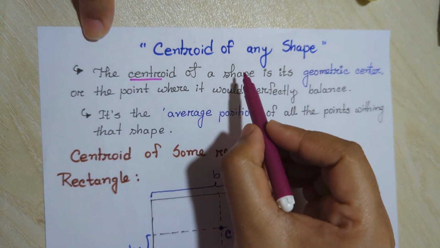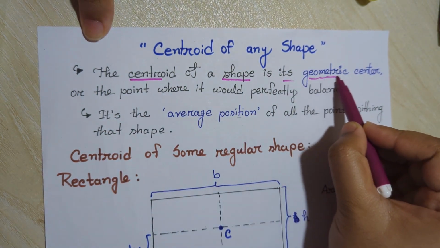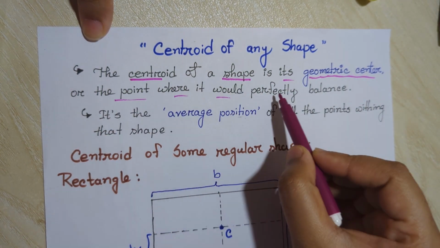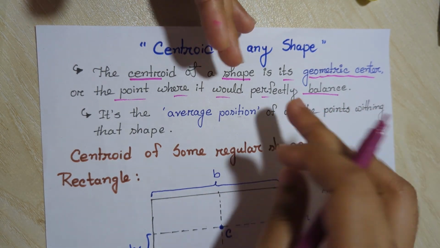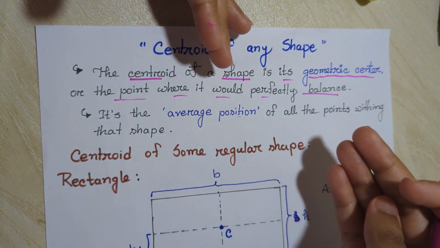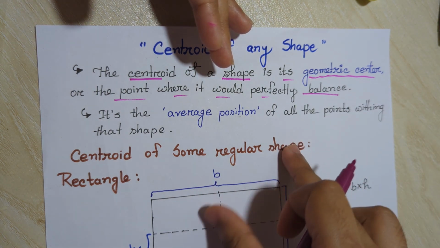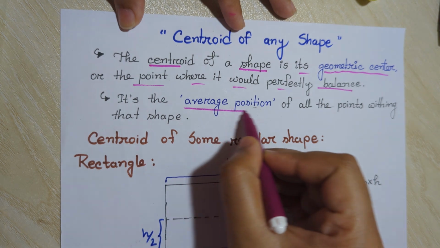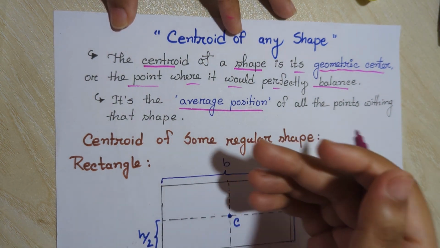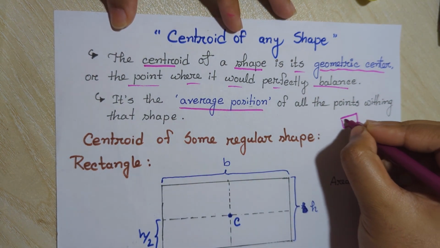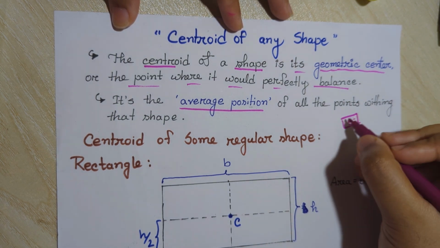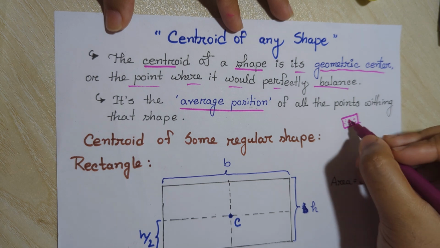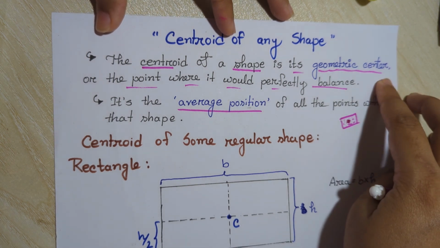The centroid of a shape is its geometric center, or the point where it would be perfectly balanced. It means it is a specific point where all the mass of the object will be merged, and actually this is the average position of all points within the shape. If this is an object, there will be many points in many positions, but at a specific position all the points will be merged, and it is called the average position, which will be counted as its geometric center.